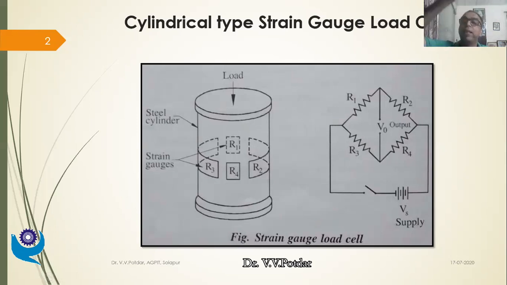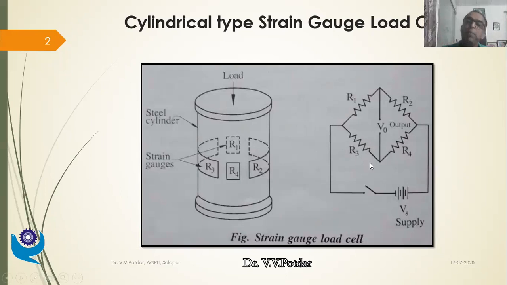There will be increase in length, so plus delta R. And what will happen laterally? When I'm trying to pull the cylinder up, what will happen? The diameter will tend to reduce, isn't it? Diameter will tend to reduce. So the lateral strains will be of compressive nature. So I'll be having minus mu epsilon on R2 and R3 when I'm applying tensile load.